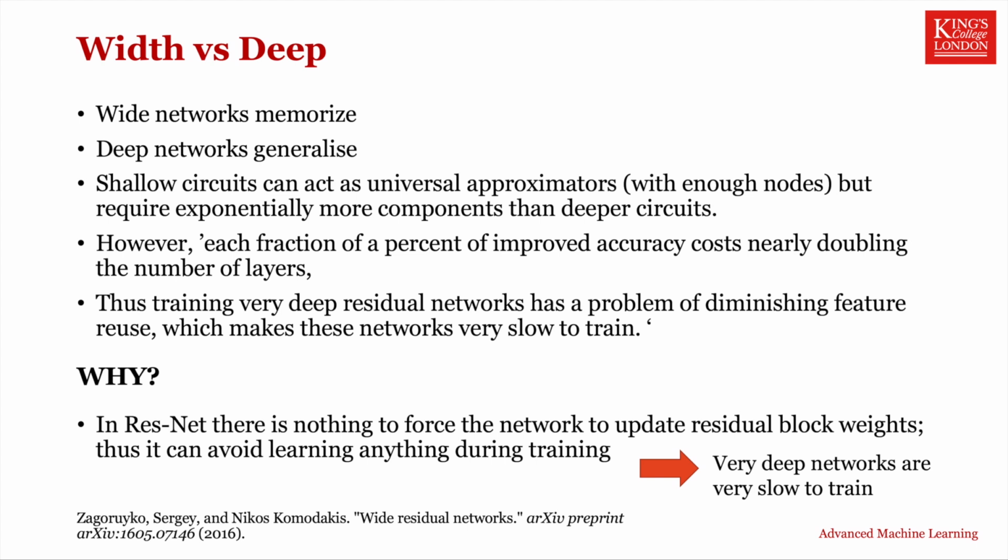However, in doing so, they require exponentially more components than an equivalent deeper network, and so they are just primed for overfitting. However, at the same time, to get appreciable boosts in performance, it was starting to require unsustainable increases in depth. For example, with each paper reporting a fraction of a percent of improvement in performance, it was starting to require almost doubling of the number of layers, and so this was making it a problem of diminishing returns.